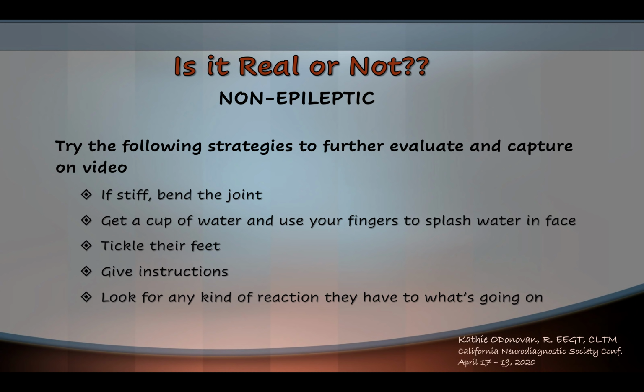So the lady you just saw, that is classic non-epileptic seizure. That's what it looks like. And the way that you can, when you are in the EMU, because that's the gold standard for doing these, here are some things that you can do that will help evaluate it. And it's really good if you can catch all of this on video.